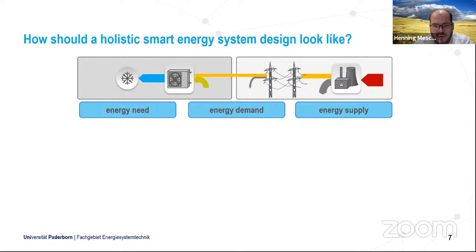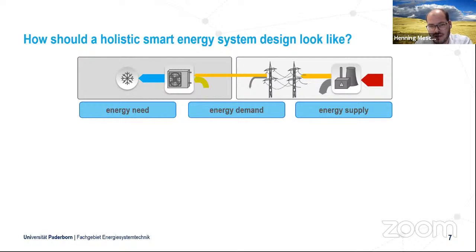The energy need is really what we need, why we have to drive a certain process. The energy demand is the energy we need from outside our industry. For example, in this case, we have a cooling process, for example, a cold store or something like that. So we have to ensure that the temperature within this cold store stays within a certain range, and therefore we have to cool it down. We do that with an electric-driven compression chiller, and this causes some energy demand.